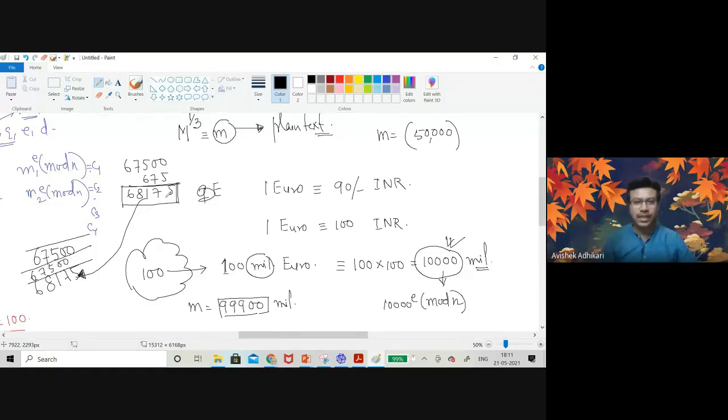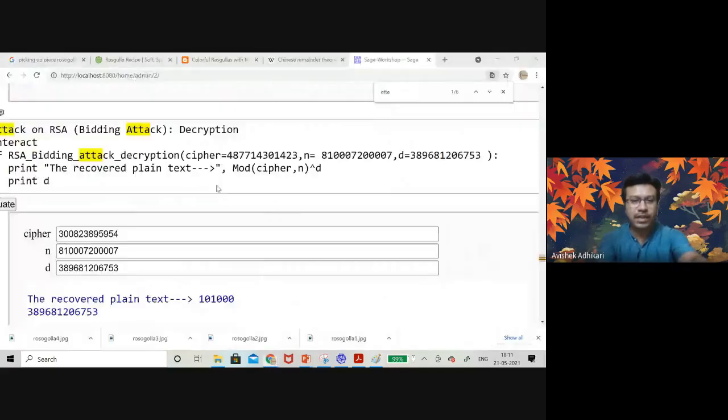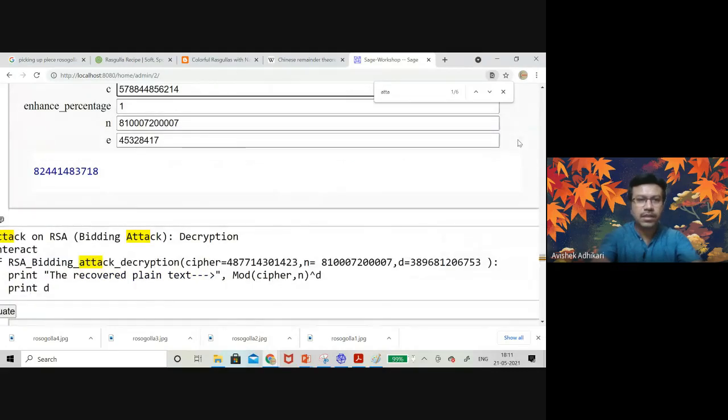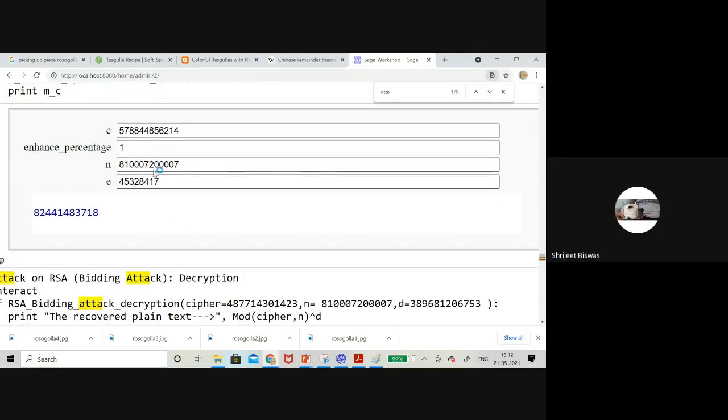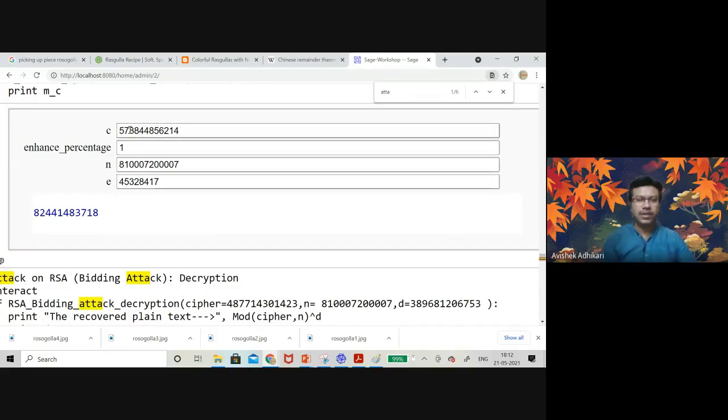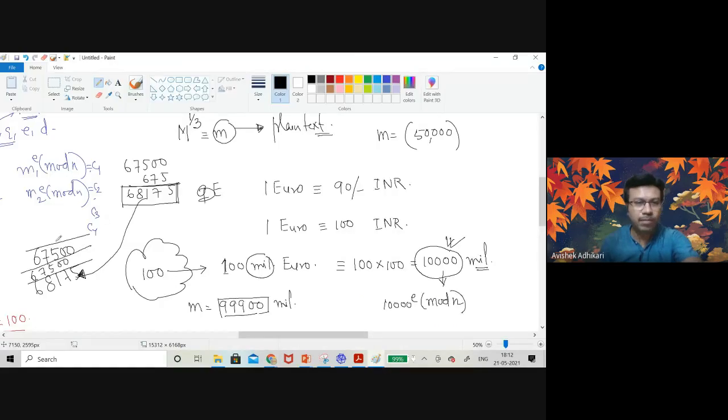So he has given me one ciphertext. This ciphertext he has given. Sorry, I think the ciphertext is here. Yes, he has given me this ciphertext. I think this ciphertext was given by you, right? This one? Yes, sir. 5788. Yes, sir. So this ciphertext was given by him, of which the plain text was this one.